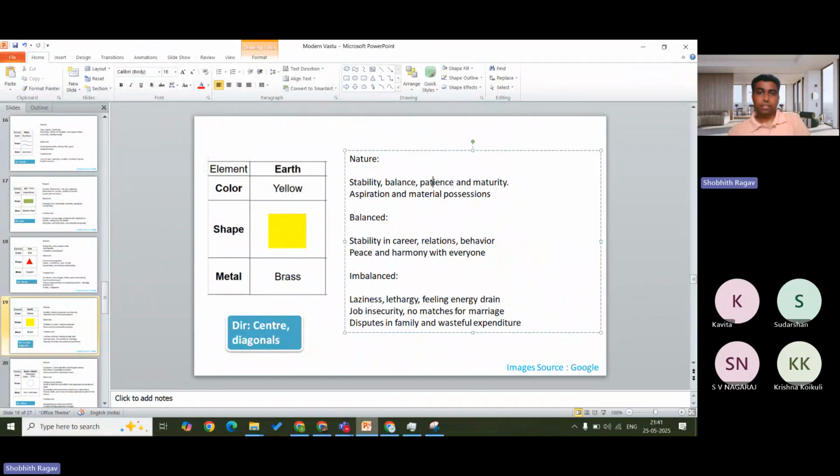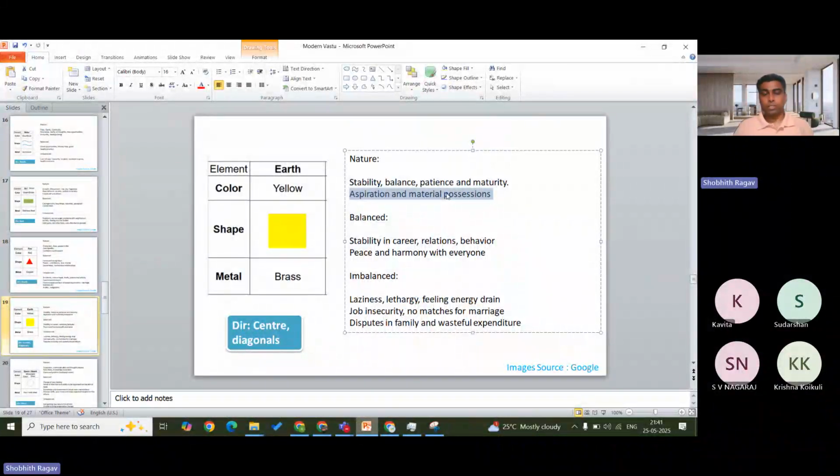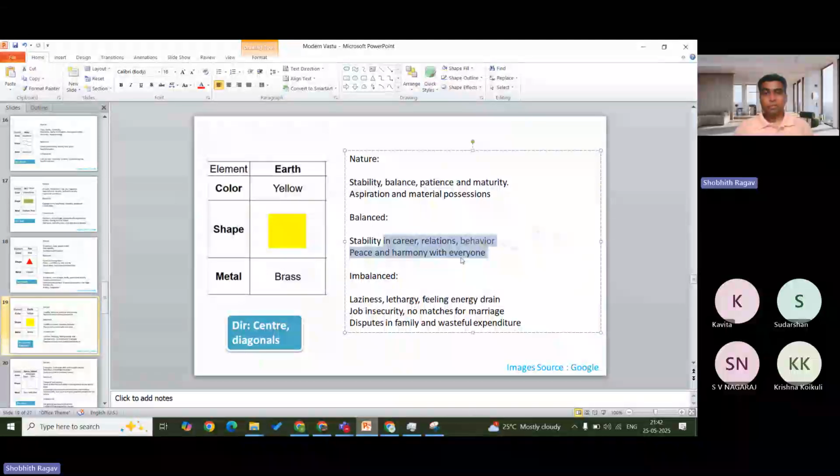So the nature of earth is, it will give you good stability, balance. It gives you patience, maturity. It also gives you material possessions. If you look at the chakra system, the first day we spoke about, the root chakra or the basic chakra, the first chakra, is connected to earth element. If that chakra is balanced, it will give you material possessions, means you can acquire more wealth. Similarly, if the earth element is balanced in the house, it will attract more wealth. It will also help in career stability, relationship stability, and peace and harmony with everybody.